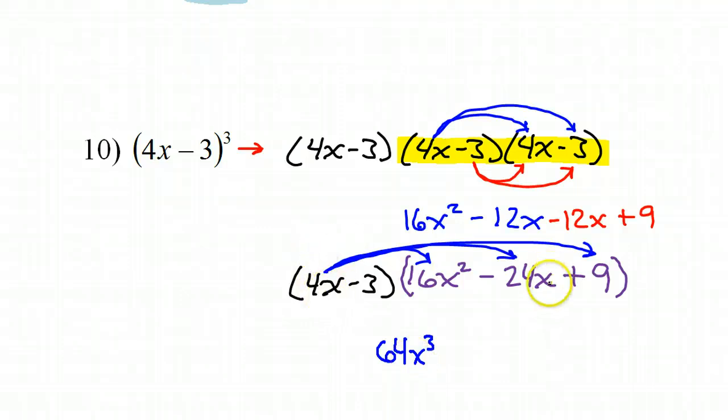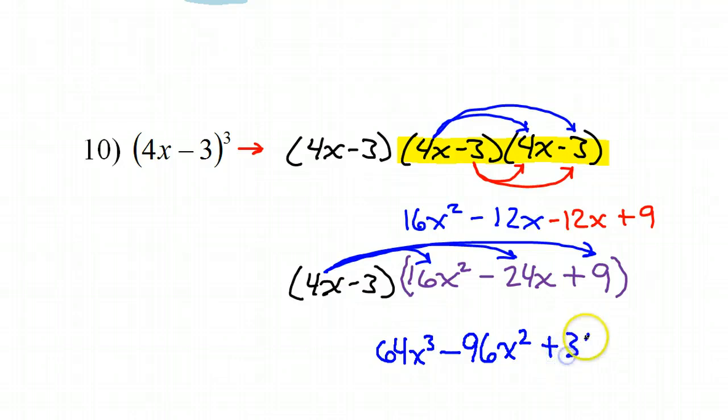And now I'm doing 4x times negative 24. Well, 4 times 24 is 96, so I'm going to have negative 96x squared. x times x is x squared. Then I'm doing 4x times 9. So 4 times 9 is 36, so I will have 36x.